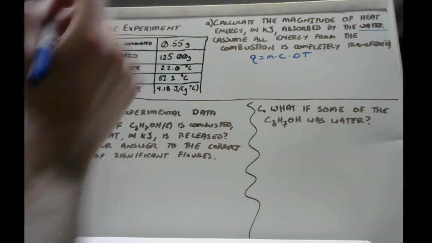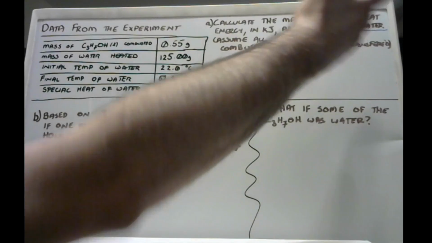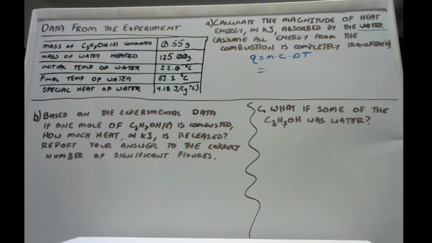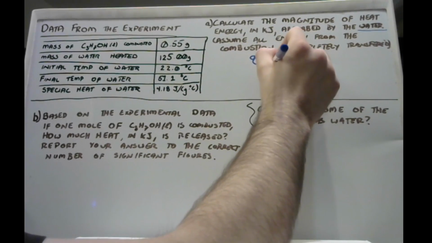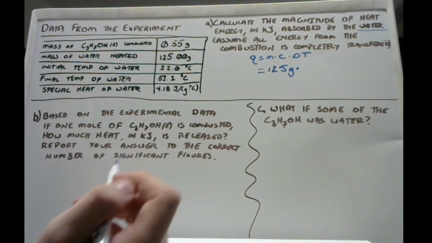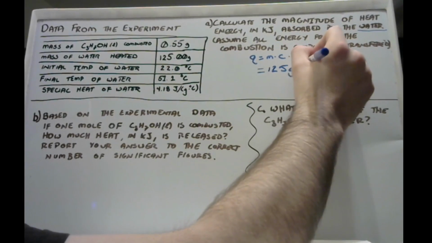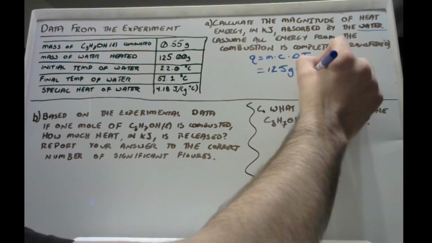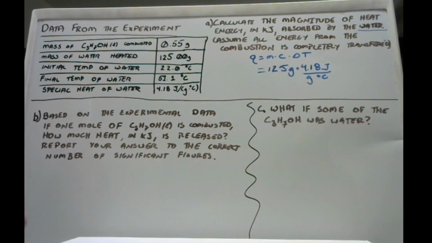But Q is your heat, or the amount of heat energy. M is the mass. In this case, it's the mass of the water, not of the propanol. Okay? We're talking about the water. We care about the water. The mass we use is of the water. C is your specific heat. For water, it's 4.18 joules per gram degrees Celsius. And then T, delta T, is your change in temperature.